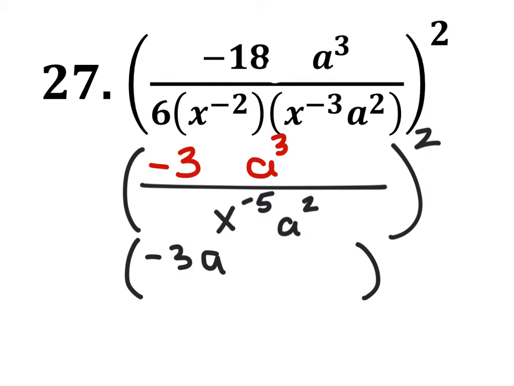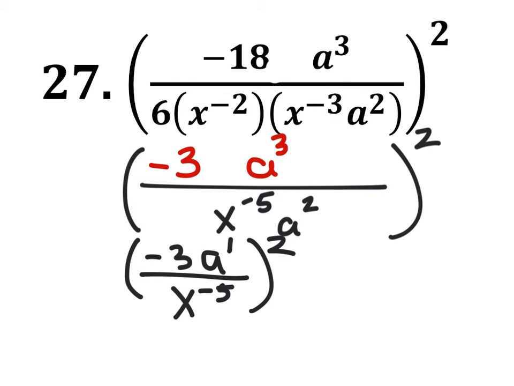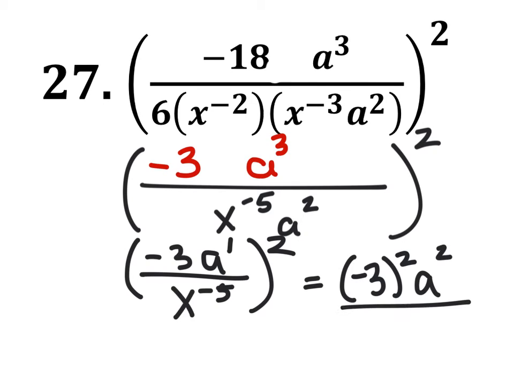A to the power of 3 divided by a to the power of 2 would be a to the power of 3 minus 2, which is 1. A to the power of 1. And all this over x to the power of negative 5. So we get rid of this part over here. And this is all squared. So this would be negative 3 squared times a squared all over x to the power of negative 10.